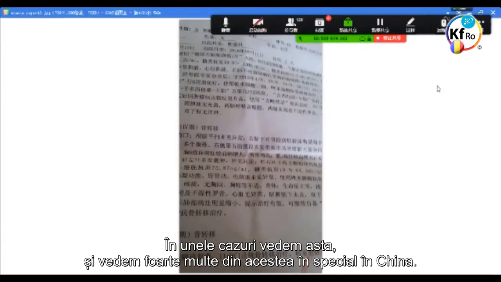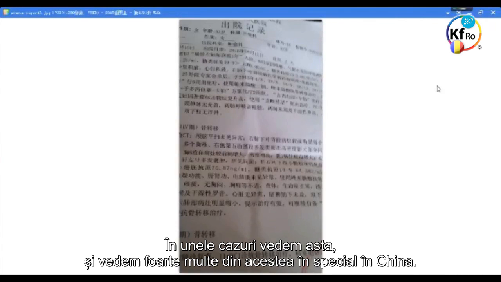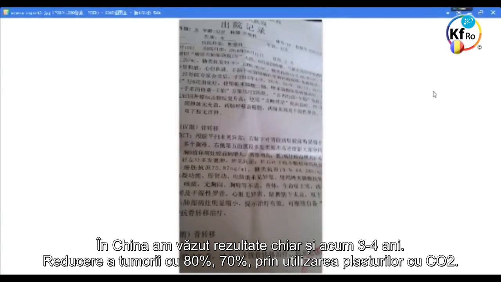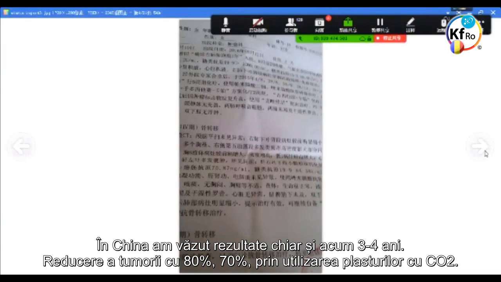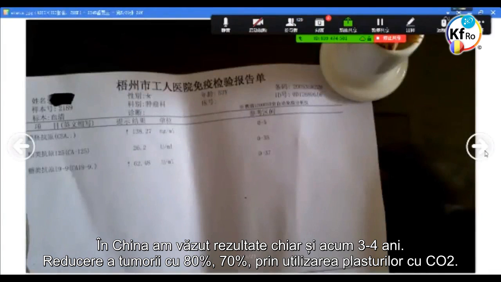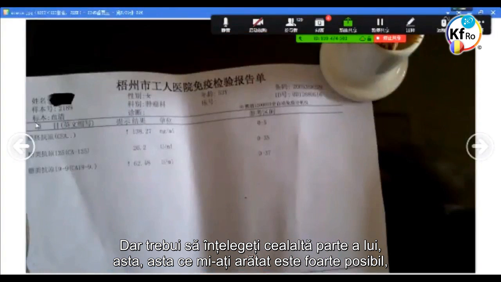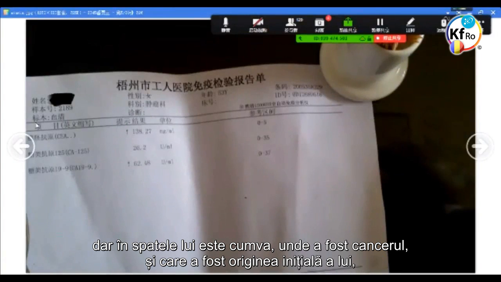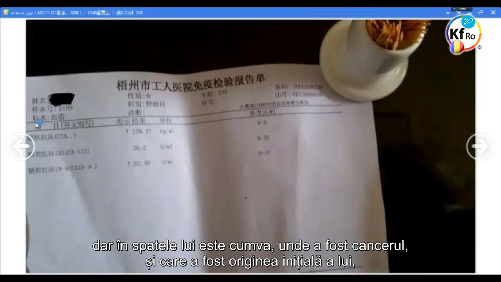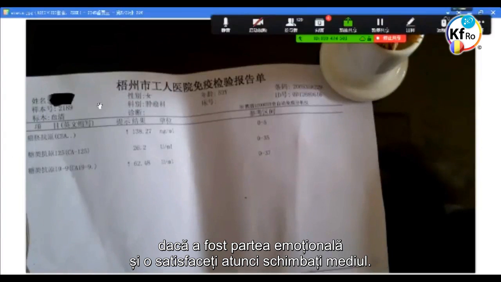In some cases we see that, and we see a lot of this, especially in China. In China, we've seen results even 3-4 years ago: reduction in tumor by 80%, 70% using CO2 patches. But you need to understand the other part of it. What you show me, yes, is quite possible. But behind it is where the cancer was and what the initial origin of it was. If it's the emotional side, you satisfy it, you change the environment.